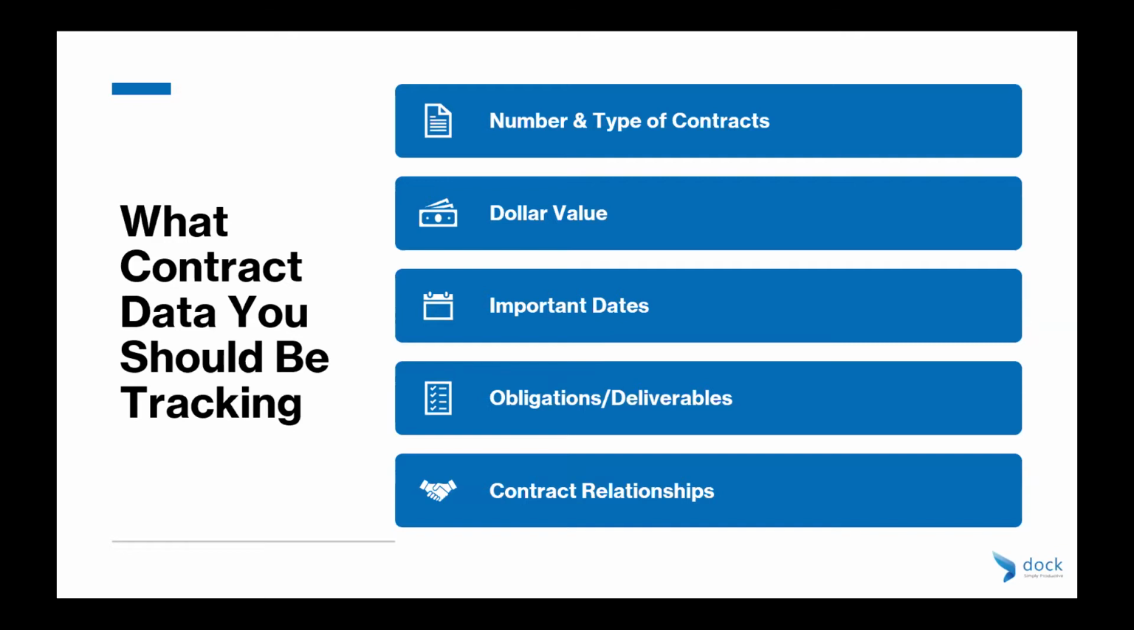The first one is the number and type of contracts. The second is the actual dollar value, so any of the metrics associated with that.